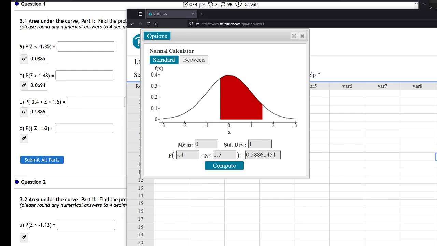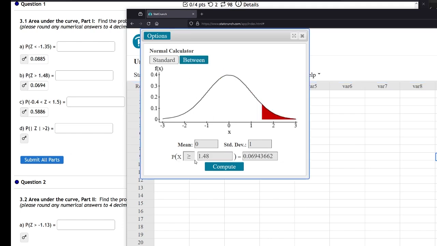What about this one here? The absolute value of z greater than 2? Well, what that means is, let's go back to standard. That means that we want to include the area where z-scores are greater than 2 and the area where z-scores are less than negative 2. So you would just go 2, compute, calculate this, write this number down, and then go less than negative 2, hit compute, write this number down.